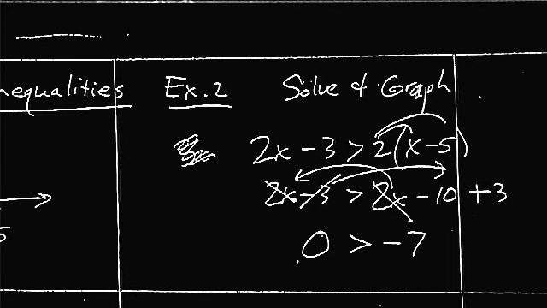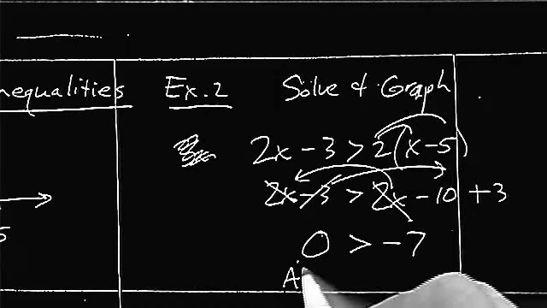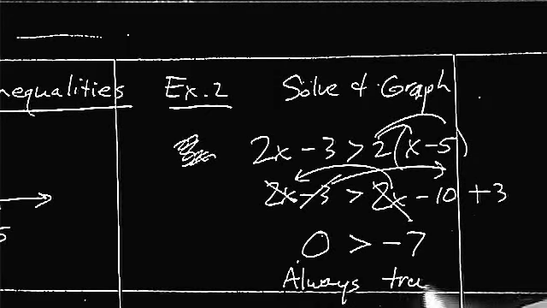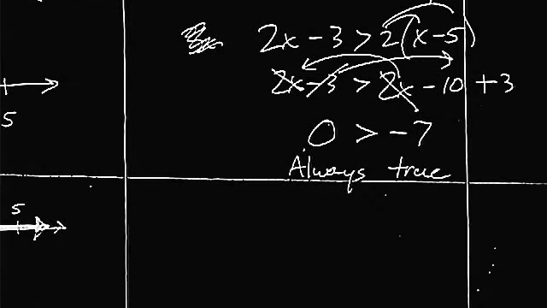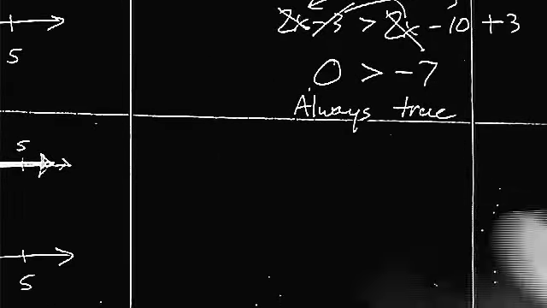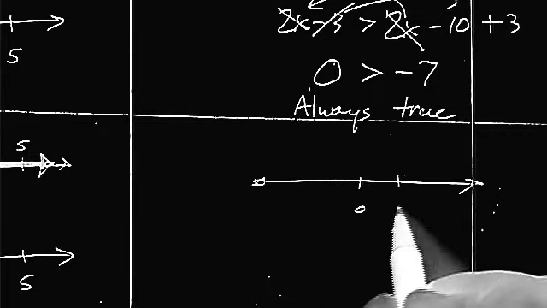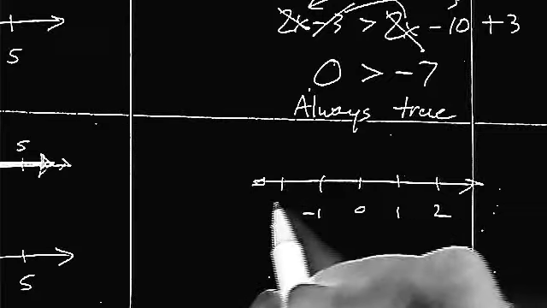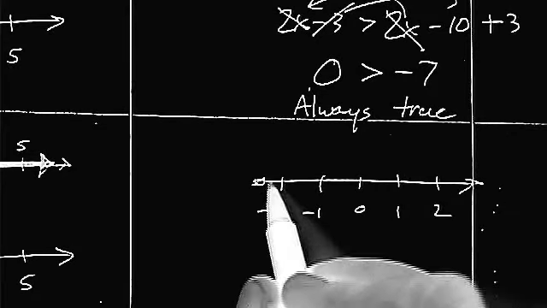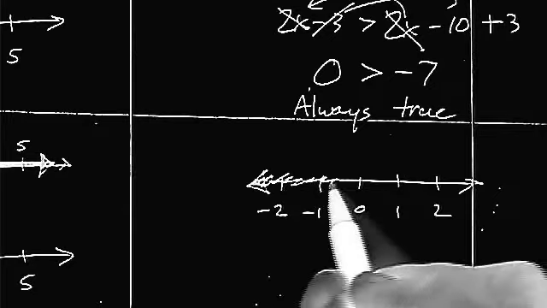So here's the question. How often is 0 bigger than negative 7? Is it always true, sometimes true, or never true? 0 bigger than negative 7. Isn't that always true? And if that's always true, then that means that x doesn't matter. No matter what x you pick, this is always going to be true. So, what do I put on my number line? I mean, I'm supposed to like graph this thing, right? What am I supposed to do? Shade the whole number line.